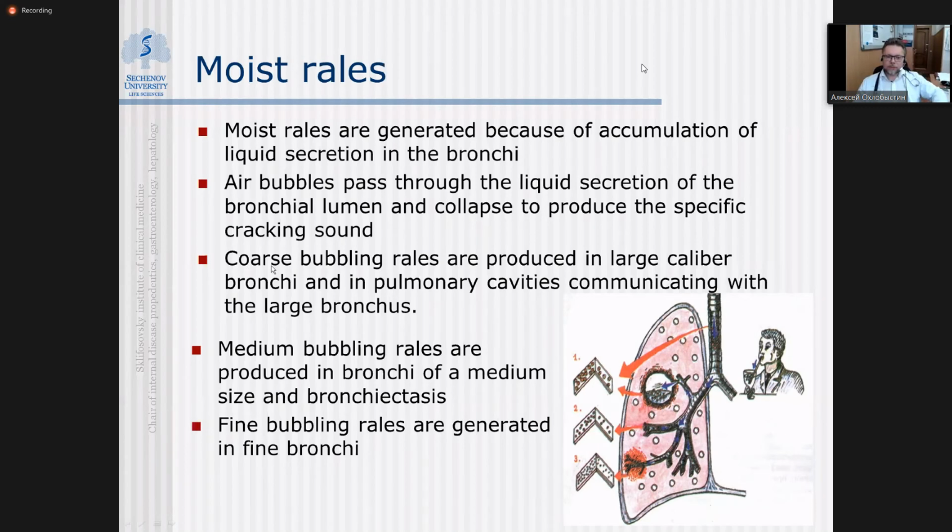So the term coarse bubbling rales is coined for cavitation syndrome. If you put down in the case record coarse bubbling rales, it means that you suspect the presence of cavitation disease or diseases in your patient.